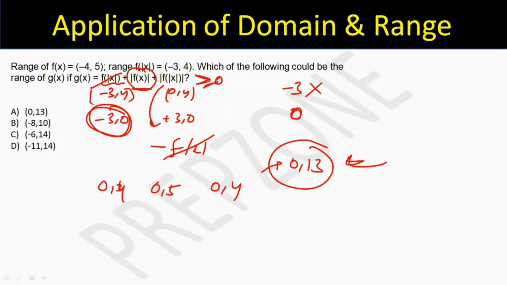Is this clear to everyone? It's a very good concept, which also gave us the answer A. Still, I think you might have done it from the options, but this is the actual concept.